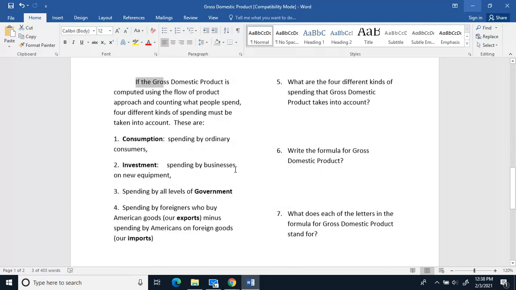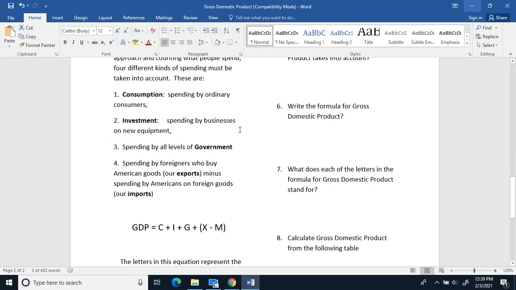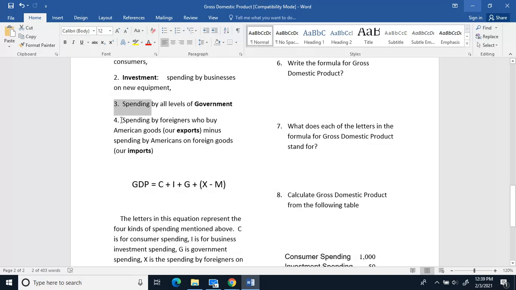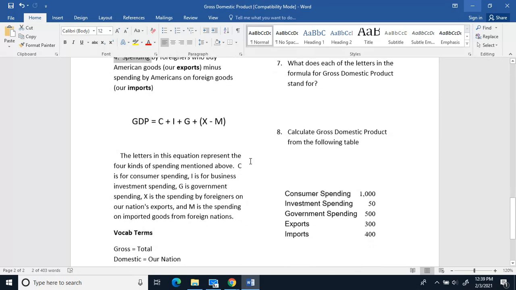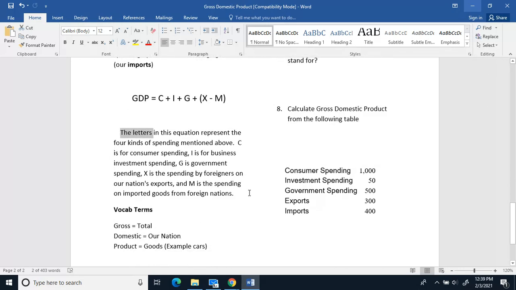If the gross domestic product is computed using the flow of the product approach and counting what people spend, 4 different kinds of spending must be taken into account. These are 1, consumption, spending by ordinary consumers; 2, investment, spending by businesses on new equipment; 3, spending by all levels of government; and 4, spending by foreigners who buy American goods, or exports, minus spending by Americans on foreign goods, imports.